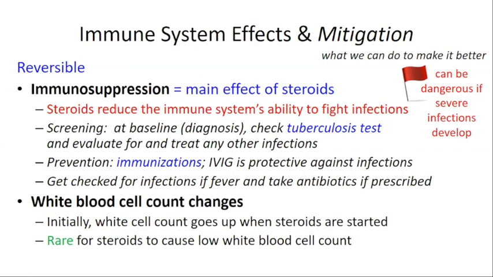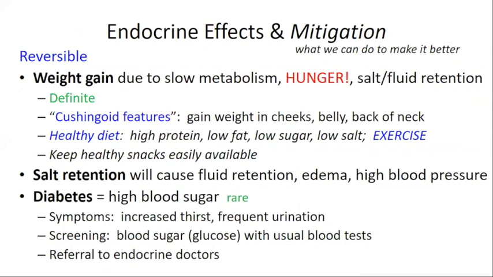Other immune system effects from steroids are that they can change your white blood cell counts. So initially white blood cell counts go up when we start steroids, and then they usually go back to normal. It's rare for steroids to cause a low white blood cell count. There are also a lot of effects of steroids on the endocrine system.